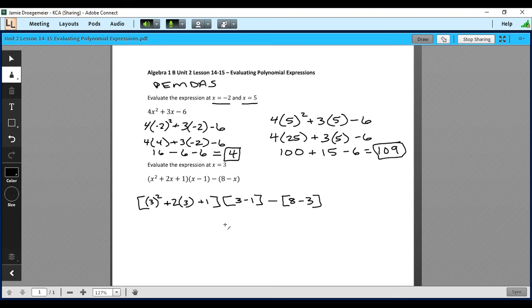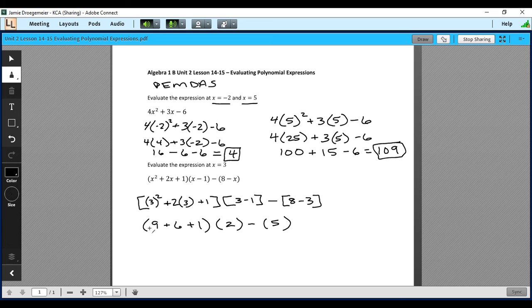All right. So now I do have some operations in my grouping symbols. So inside of here, I have an exponent and I have a multiplication. So let's do that. 3 squared is 9. 2 times 3 is 6. So that turns into 9 plus 6 plus 1. Here I have 3 minus 1, which is 2. And then inside of this one, 8 minus 3, which is 5.